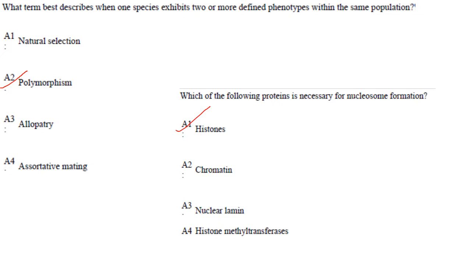Then which of the following proteins is necessary for nucleosome formation? So it is histones. Answer is option 1.